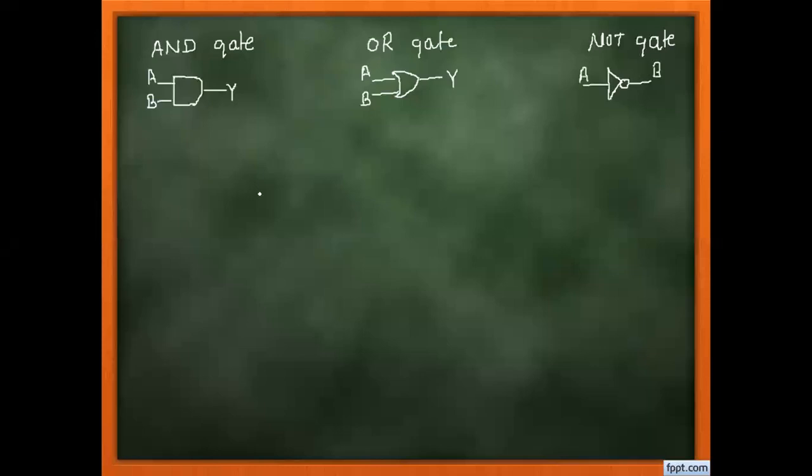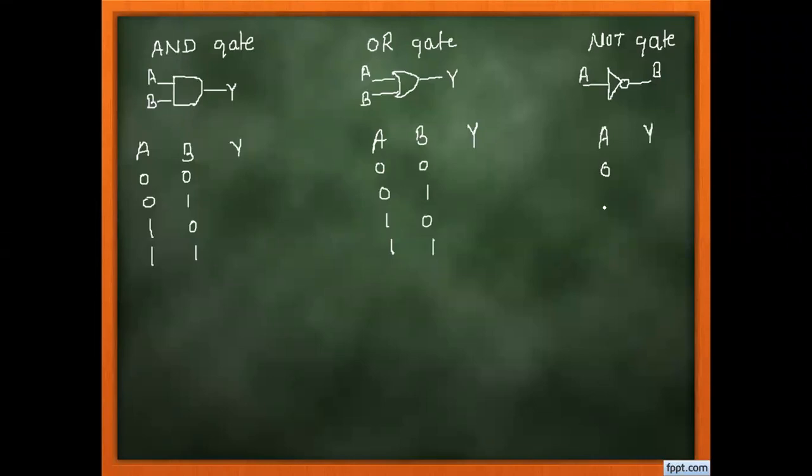Is it right? If you see the truth table, then the truth table should be like this: 0 0 0, 1 1 0 1 1. For the OR gate, the inputs are A and B, and the output is 1. So there are 4 possible conditions. And for the NOT gate, only one input is there. So only 2 possible conditions are there.